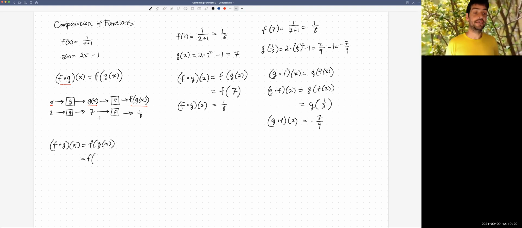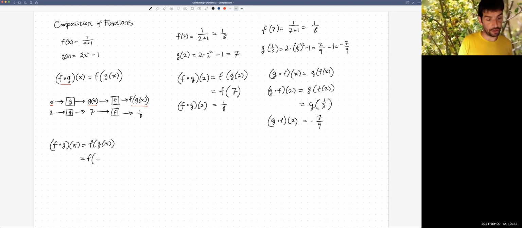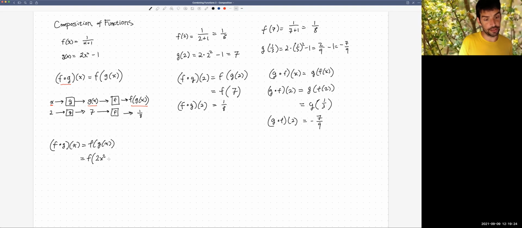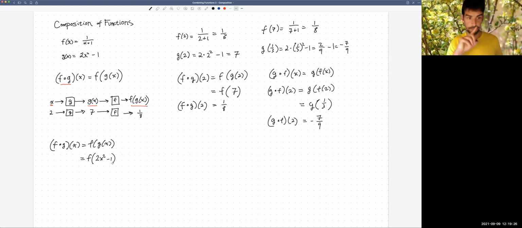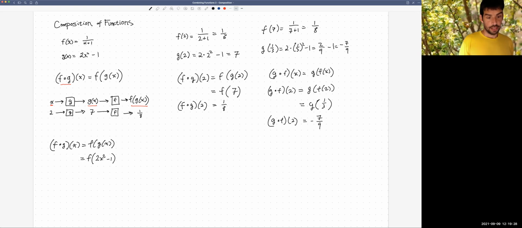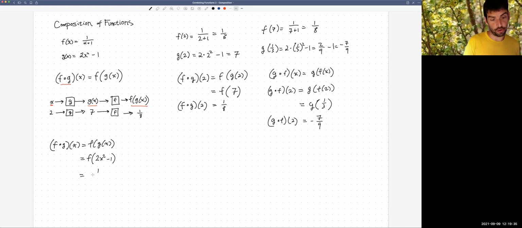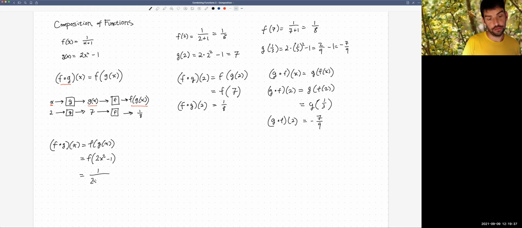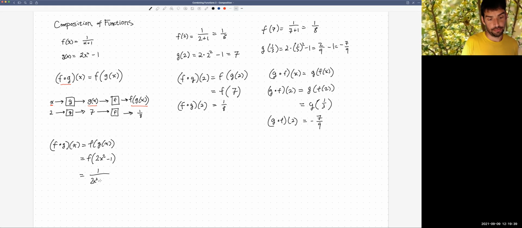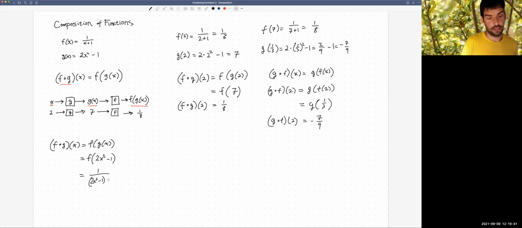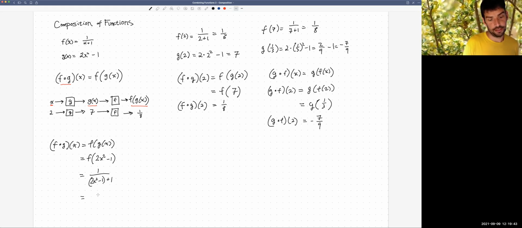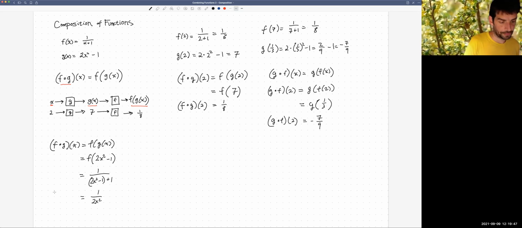F of g of x means put g of x into f. So here I have g of x, 2x squared minus 1. And then we take 2x squared minus 1 and put it into f. So I have 1 over 2x squared minus 1. We add 1 to that, and we get 1 over 2x squared. Right?